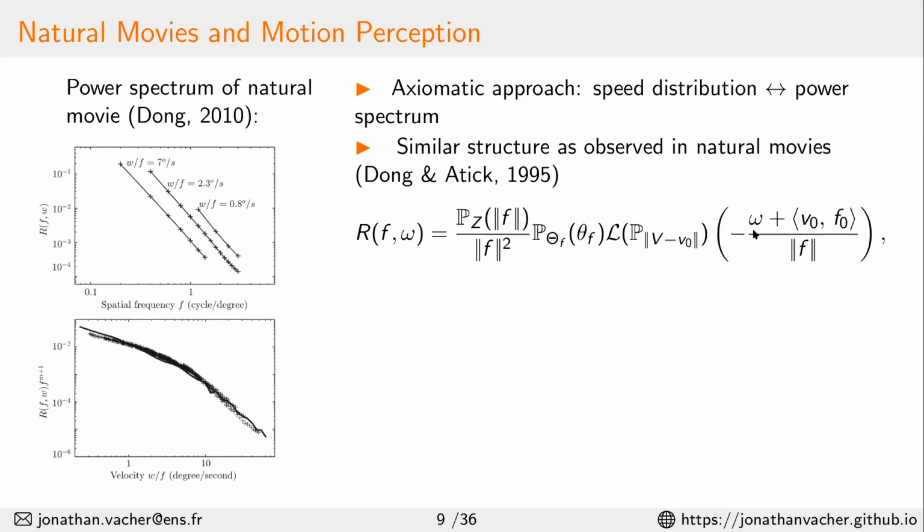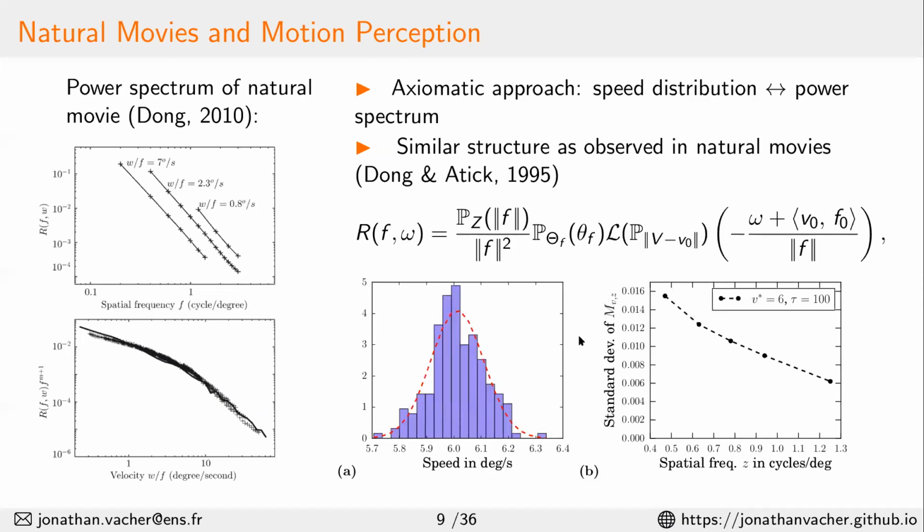I shouldn't use confidence, but you will be more certain or less certain about the real speed that is shown to you, which means the standard deviation of speed is decreasing as the spatial frequency is increasing.